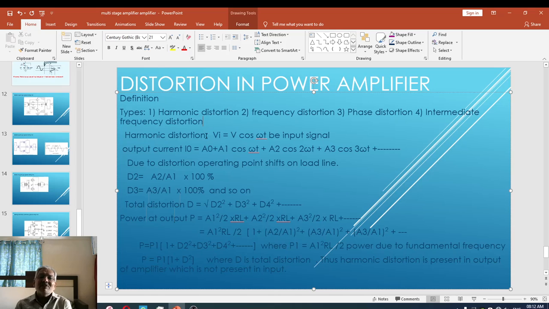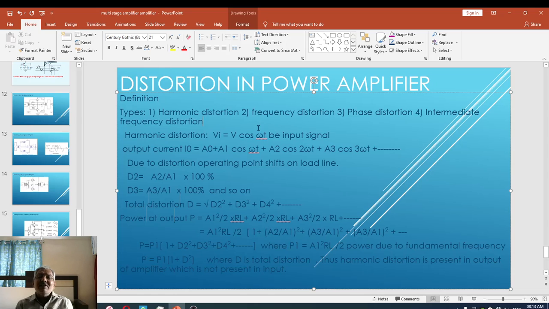To study details of that, we can consider that Vi equal to V cos omega t is the input signal applied to the power amplifier. It doesn't contain any deviation in the signal. It is the signal required to be amplified, whose power level is to be amplified. So that input signal is represented as Vi equals V cos omega t.